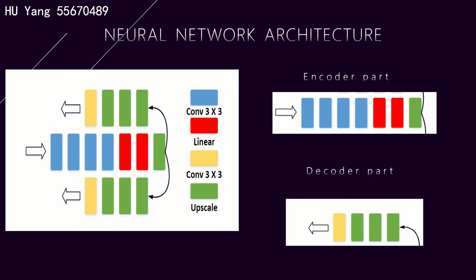Here is the detailed architecture of our training models. From the graphic, we can see the encoder part consists of 4 convolution layers, 2 fully connected layers, and an upscale layer. And the decoder part consists of 3 upscale layers and a convolution layer. Upscale layers contain a convolution layer and a subpixel convolution layer.